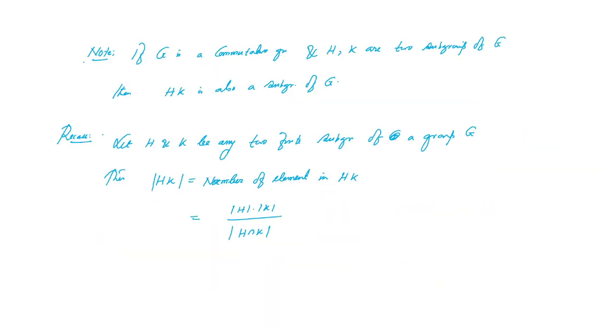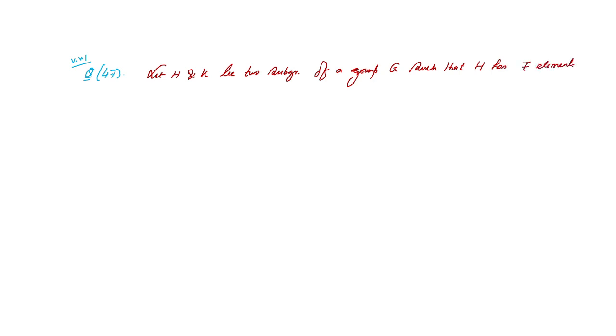Okay. And so there is one important question. The question is very, very important. This is question number 47. The question is, let H and K be two subgroups of a group G such that H has 7 elements, and K has 13 elements.